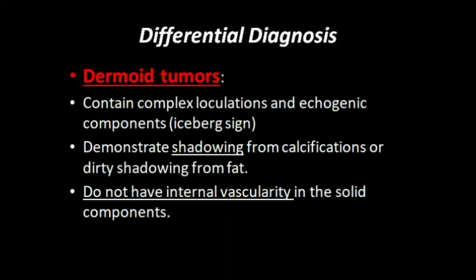What are the differential diagnoses? First of all, dermoid tumors or dermoid cysts. Dermoid cysts contain complex loculation and echogenic components. Dermoid cysts demonstrate shadowing from calcification or dirty shadowing from fat. Dermoid cysts do not have internal vascularity in the solid components.